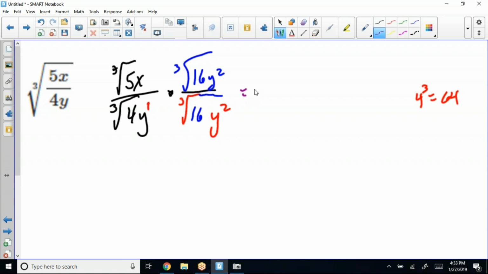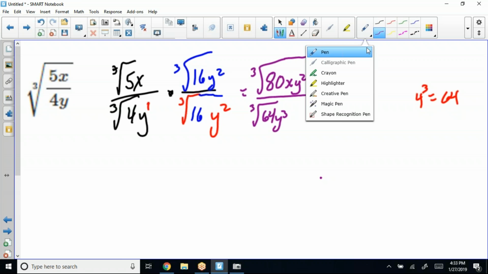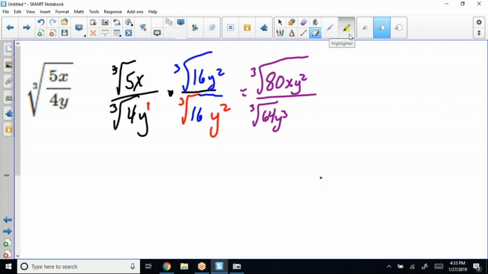All right, so we're just going to multiply. This is going to give me, of course, the cube root of 64y cubed. And then 5 times 16, I think is 80. So that's going to give me the cube root of 80xy squared, right? Let me move this back here. All right, so let's see. This is just going to be 4y, right?